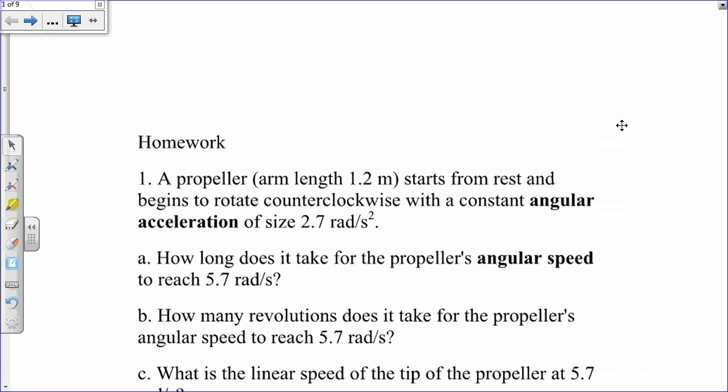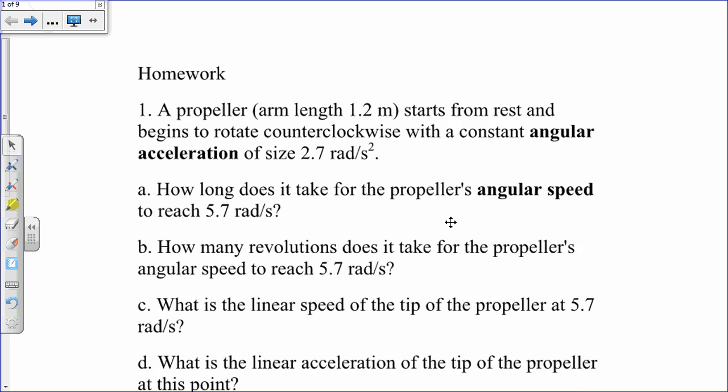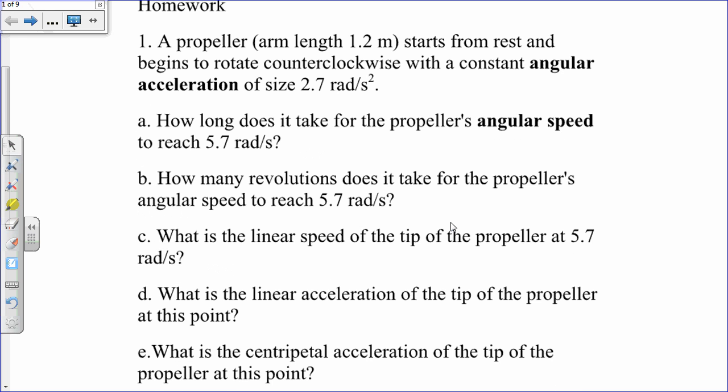Alright, this is chapter 7 homework for physics 201. This first one is just sort of a basic rotational motion problem. You have a propeller arm that is a length of 1.2 meters. That means that my radius of motion is 1.2 meters.